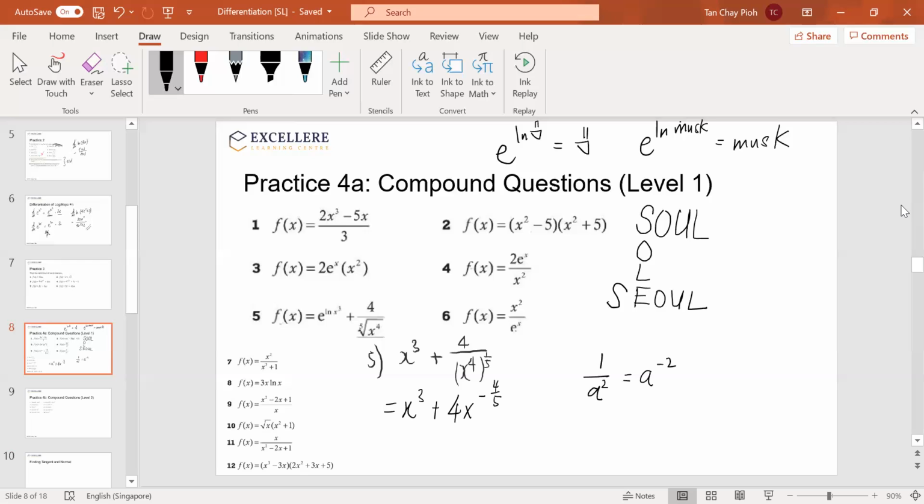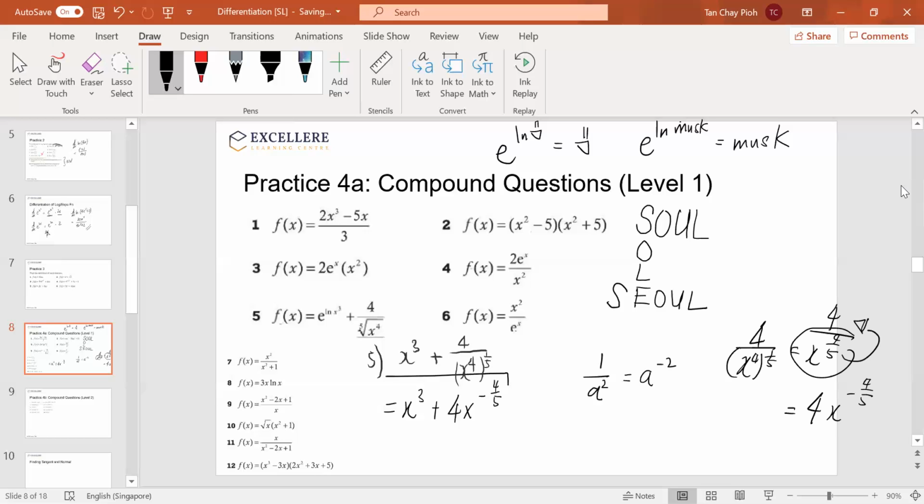Okay. So what happened was, because originally it was like that, right? x to the 1/5. So I got the 1/5 in, so it becomes 4 x to the 4/5. Okay. So I wanted to bring this thing up, so you get 4x to the power of minus 4/5. Then from here, you can do your chain rule.